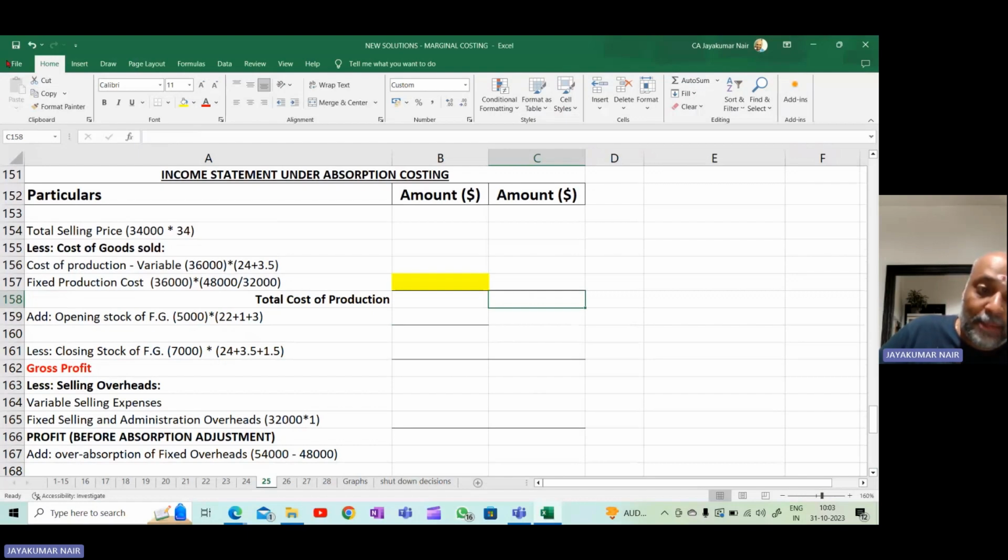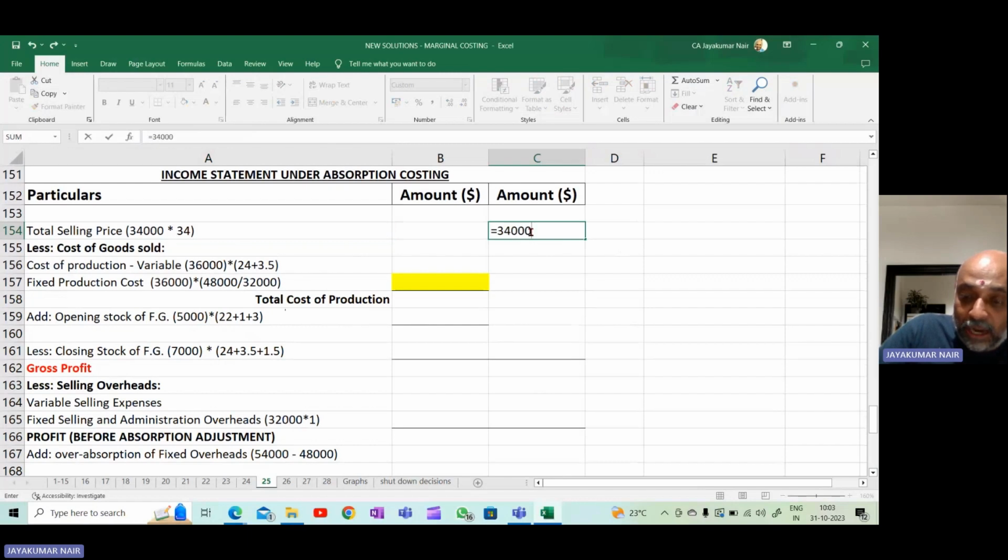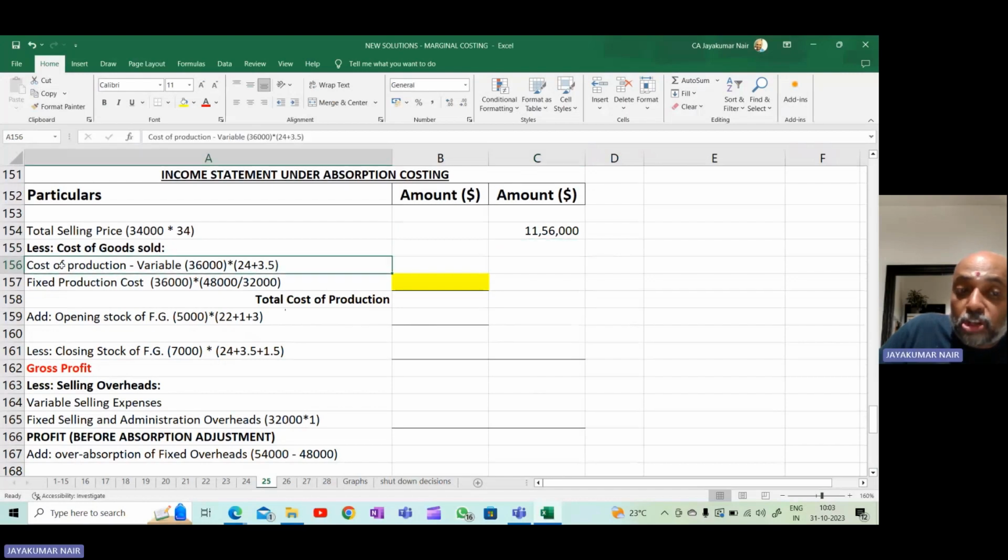So that's a difference. Because you are including the fixed production cost in the valuation of inventory, inventory under absorption costing will be more than under marginal costing. The total selling price is the same, 34,000 into 34. This is the total sales. For the cost of production, you have to take the variable as well as fixed.